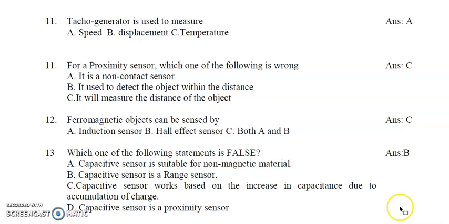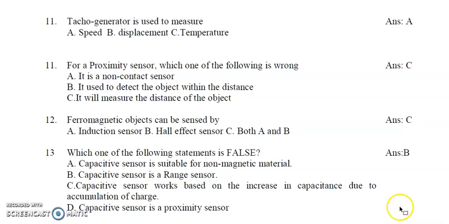So 12. Ferromagnetic objects can be sensed by A. Induction sensor, B. Hall effect sensor, C. Both A and B. The following questions are related to the proximity sensors. All these sensors, ferromagnetic sensors, and some sensors we are going to see continuously, are coming under the category of proximity sensors. Remember, ferromagnetic objects can be sensed by A. Induction sensor, B. Hall effect sensor, C. Both A and B.